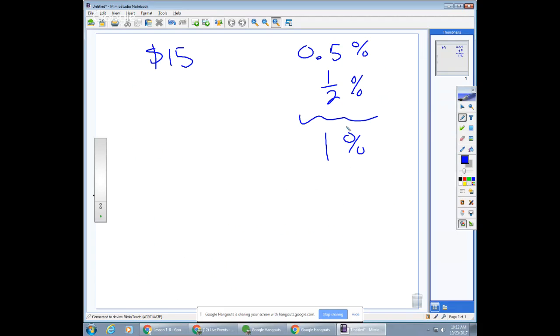So what's percent mean again? Divide by 100, right? So that's 1 out of 100, or basically 1 cent for every dollar is what you could think about that as. Okay. So how many dollars do I have here? 15. So 1% would be 15 cents. Does that make sense? Because 1% would be 1 cent for every dollar. So my guess is that 1% of that would be 15 cents. So $0.15.